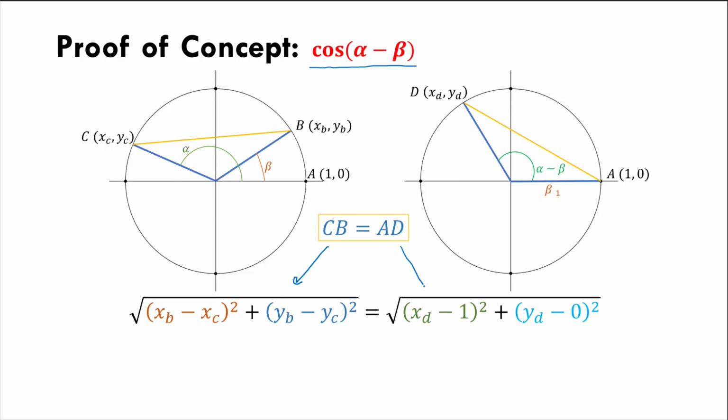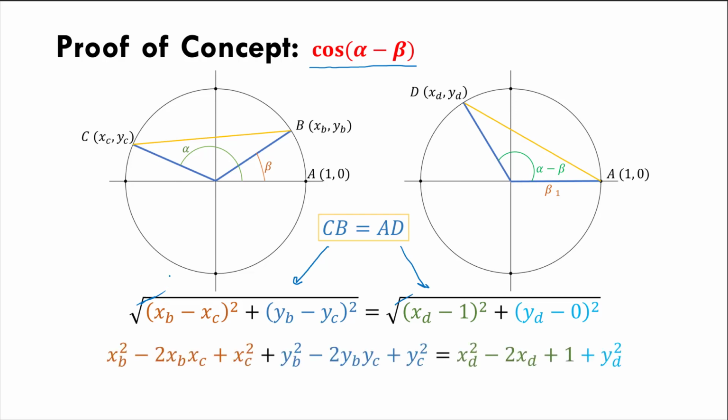And same with my AD. I'm looking at this chord right here. That's equal to the square root of XD minus 1 squared plus YD minus 0 squared. I'm just getting that from the coordinates of the points between my terminal sides of my angles and my unit circle. Since I have a square root on both sides, I can just square both sides and those will go away. Then I'm going to FOIL out each of these binomials.